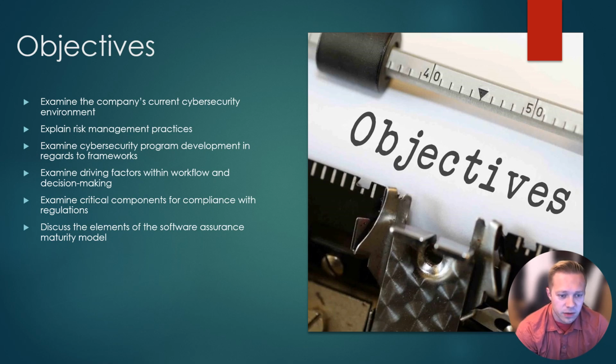First, we're going to be examining the current cybersecurity environment. We're going to explain the risk management practices. We're going to examine the cybersecurity program development in regards to frameworks. And we're going to examine driving factors within workflow and decision making. We're going to examine critical components for compliance with regulations, and we're going to discuss the elements of the software assurance maturity model.